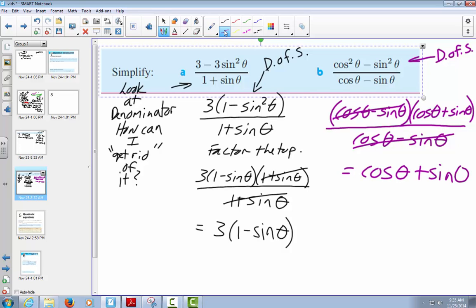Getting into a lot of stuff to start remembering, but same old. It may be trig, but we're using the basic algebra principles that we've been using with factorizing quadratics.